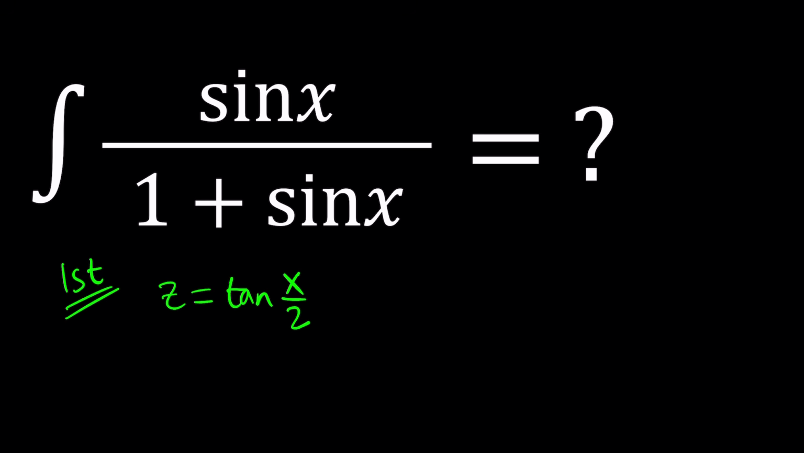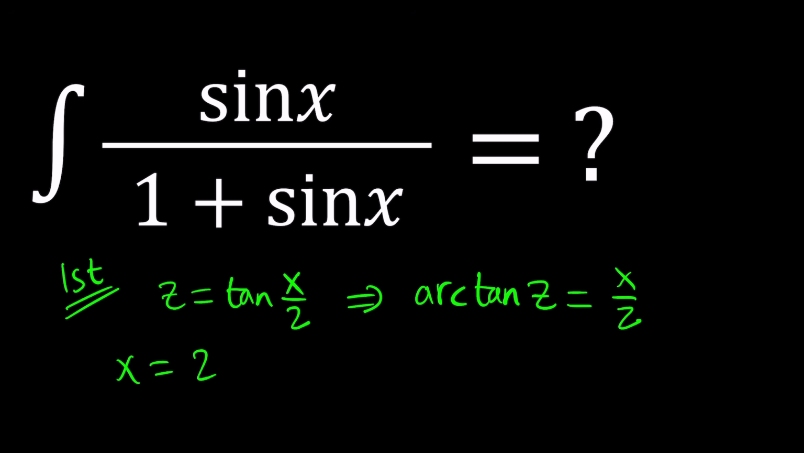You might be asking where on earth tangent x over 2 comes from. We don't have it in the equation. Well, we don't, but we can always get it by using half-angle or double-angle formulas. But let's go ahead and see where this leads. If z is equal to that, we can take arc tangent of both sides, and arc tangent of tangent gives us x over 2. If you multiply both sides by 2, you get x equals 2 times arc tangent z.